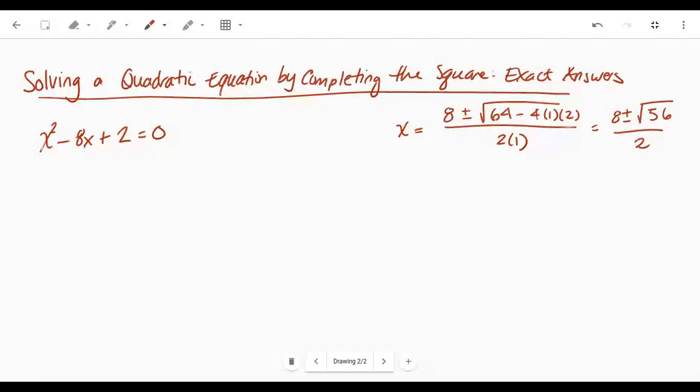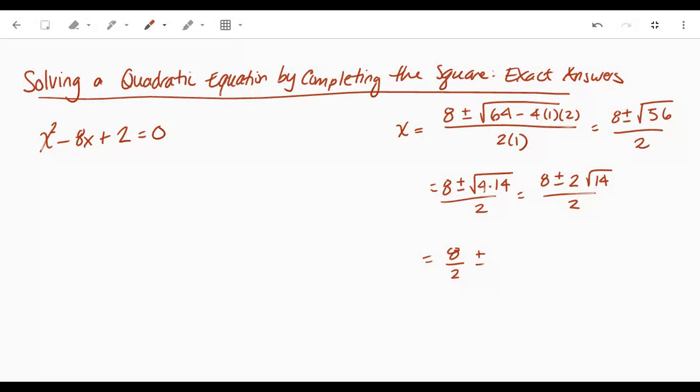56, we have to now simplify that radical. So it'd be 8 plus or minus the square root. 4 goes into 56 14 times. So 4 times 14 over 2, which allows us to pull a 2 out of there. And then we can split that up. So it's 8 over 2 plus or minus 2 square root of 14 over 2. So your final answer is 4 plus or minus the square root of 14. Okay, and that would be using the quadratic formula.